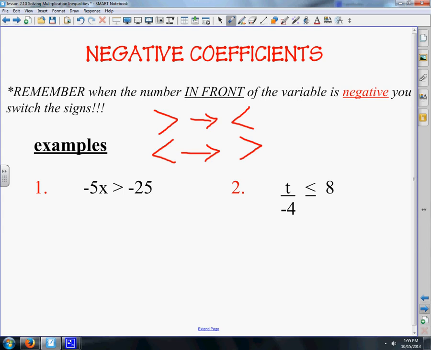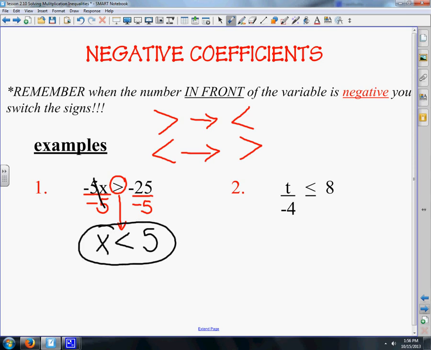Negative 5 times x is greater than negative 25. So we have a negative coefficient. To solve that, we're going to divide each side by negative 5. Now because the coefficient is negative, we're going to switch that inequality symbol, so the greater than switches to less than. Now we can just do the math. Negative 5x divided by negative 5 is just x. We flip the inequality symbol, and then negative 25 divided by negative 5 is 5. So the solution is x can be any number less than 5.